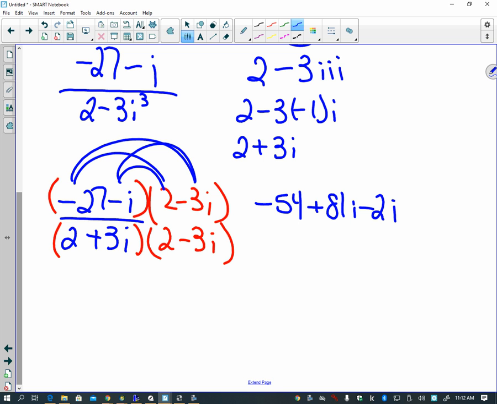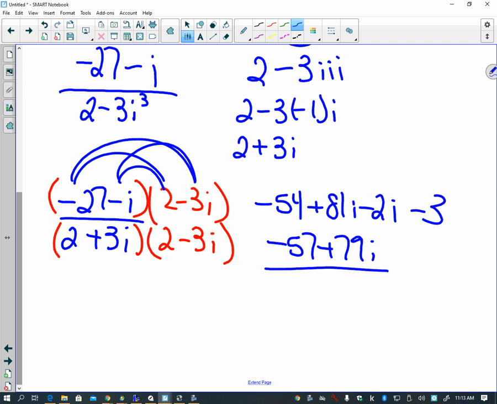Okay, and negative I times negative 3I. Well, that would be what? Positive 3I squared? But positive 3 times I squared is negative 3. All right, combine like terms here. We got negative 54 minus 3 is going to be negative 57. We got positive 81I minus 2I, it would be plus 79I, correct? Okay. All right, so that's my numerator.